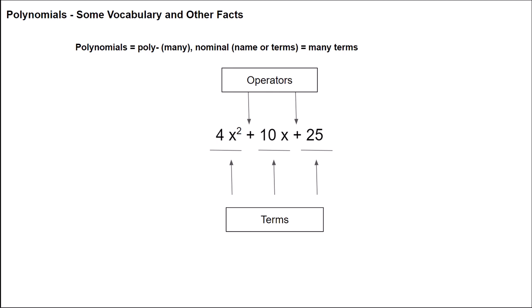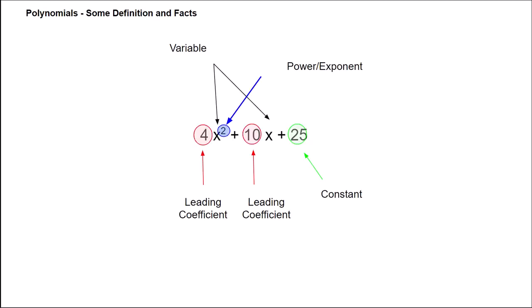Let's get a little more specific than that though. This is the example we were just looking at. Again, we have three terms separated by plus signs, which are the operators. Terms of a polynomial can have a leading coefficient, as in the case of 4x squared or 10x, and they can contain variables like x squared and x here, but they don't have to. 25 is not called a leading coefficient because there's no variable attached to it. Instead, it's called a constant, and the variables can have an exponent or not.